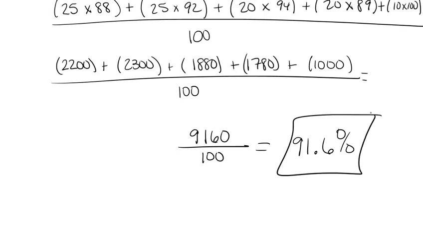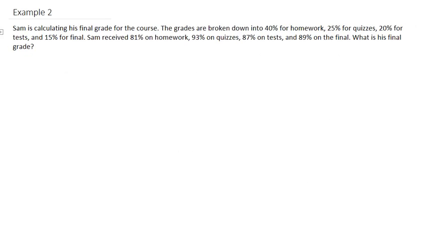So let's look at another example. Example 2. Sam is calculating his final grade for the course. The grades are broken down into 40% for homework, 25% for quizzes, 20% for tests, and then 15% for the final. And Sam received 81% for the homework, 93% on the quizzes, 87% on the test, and then 89% on the final.